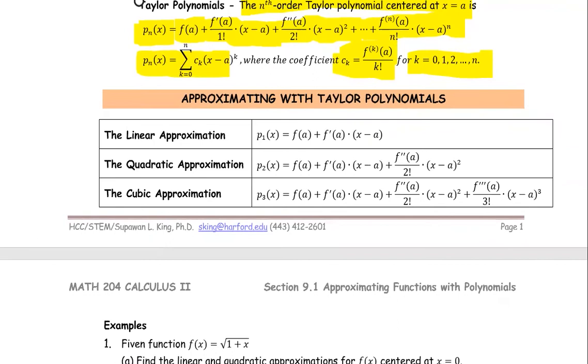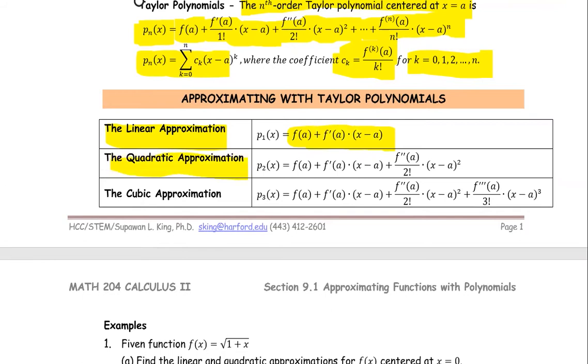Approximating with Taylor polynomials. The linear approximation, linear meaning the power 1, so P1 of x is f of a plus f prime at a times (x minus a). The quadratic approximation, quadratic meaning degree 2, or the notation P2 of x, is f of a plus f prime at a times (x minus a) plus f double prime at a over 2 factorial times (x minus a) to the second power. Or we can say P2 of x is P1 of x plus the second derivative at a over 2 factorial times (x minus a) to the second.